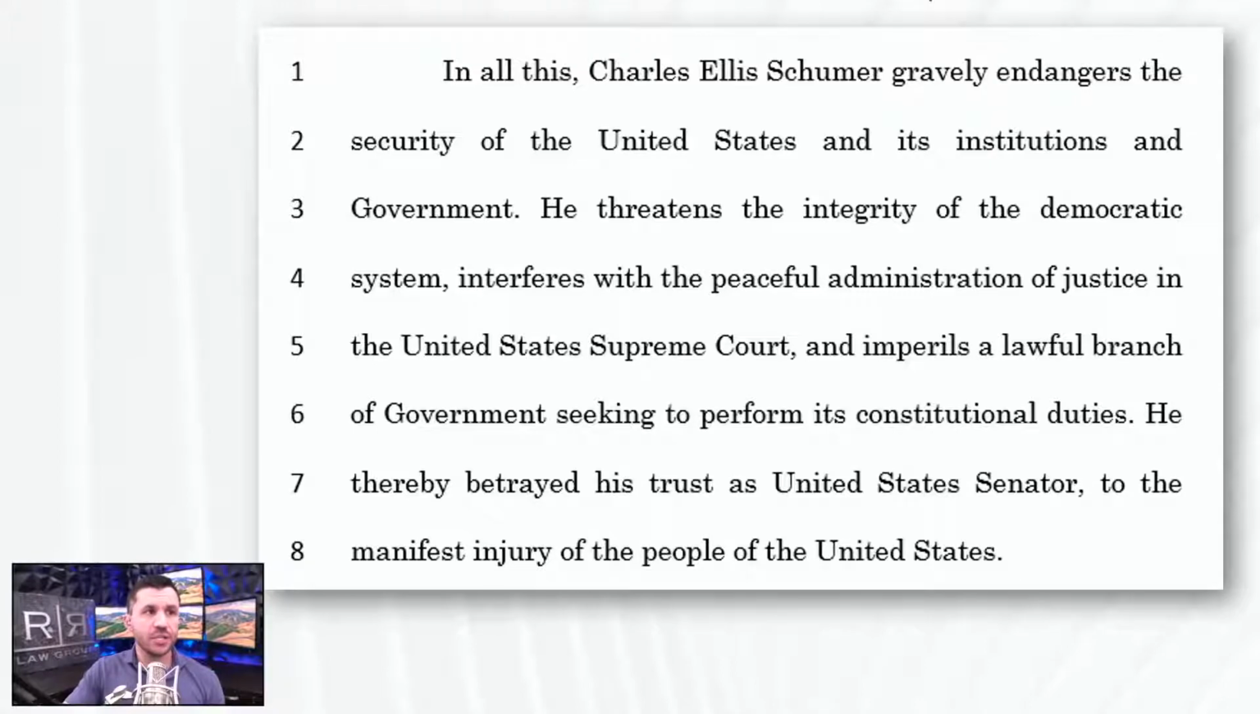In all this, Charles Schumer gravely endangers the security of the United States and its institutions and government. He threatens the integrity of the democratic system, interferes with the peaceful administration of justice in the United States Supreme Court, and imperils a lawful branch of government seeking to perform its constitutional duties. He thereby betrayed his trust as United States Senator to the manifest injury of the people of the United States.